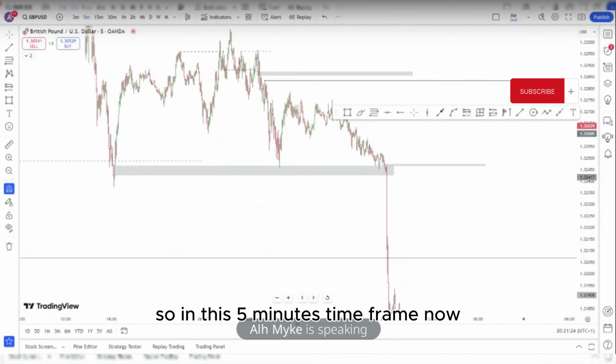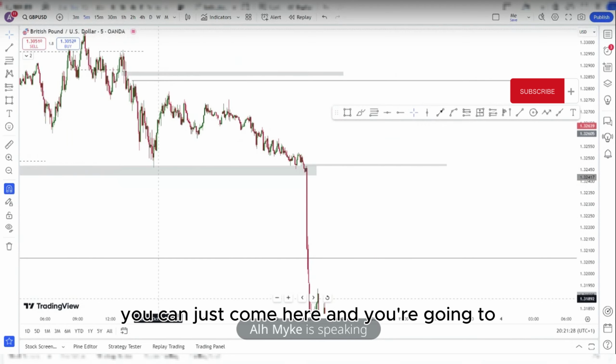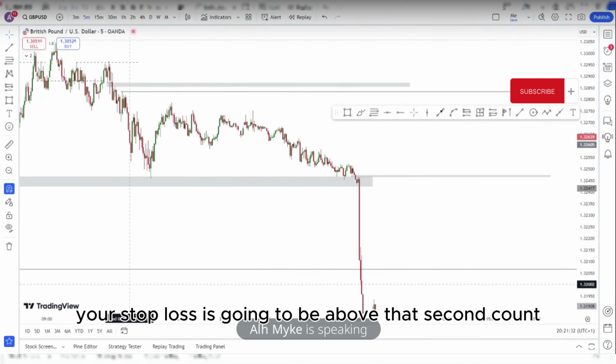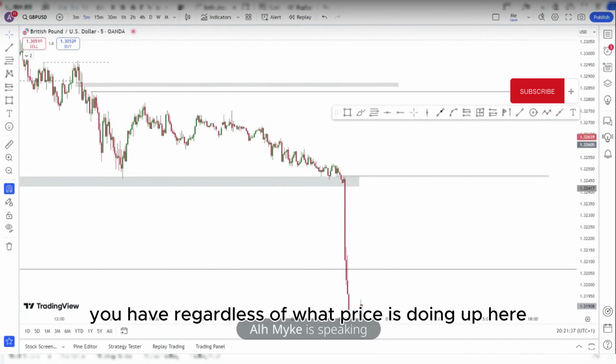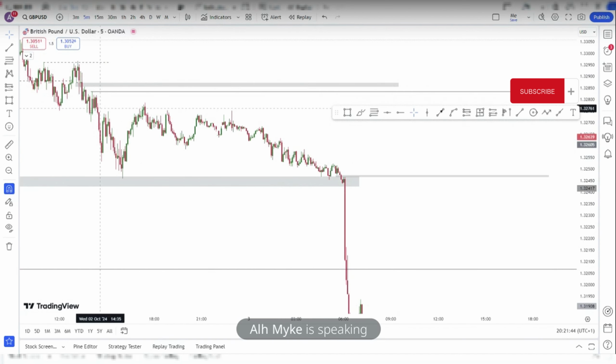So on this 5 minutes time frame now, you can just come here and you're going to remember your stop loss is going to be above that second candle high, regardless of what price is doing up here. It doesn't really concern you. If you notice, it's very efficient price action. The price action here is very heavy. The price doesn't have any business coming back there.